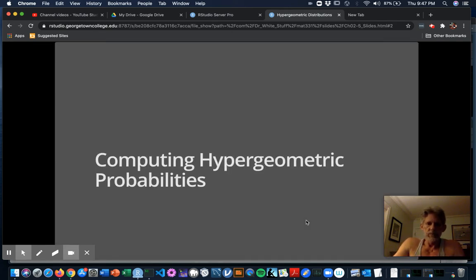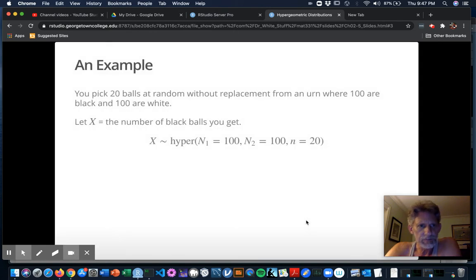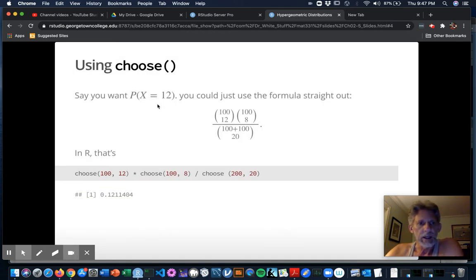So, computing the hypergeometric probabilities. Let's give ourselves an example to work with. Let's say you pick 20 balls at random without replacement from an urn where 100 of the balls are black and 100 of the balls are white. Let X be the number of black balls you get. So you set up a hypergeometric random variable where the n1 parameter is 100, the n2 parameter is 100, and the little n parameter is 20. Say you want to find the chance of 12 black balls in the 20 that you picked out.